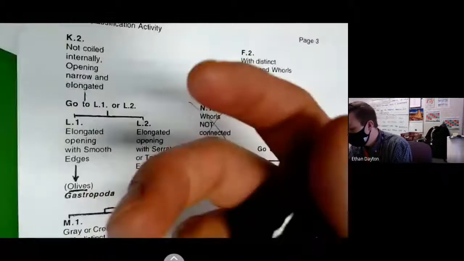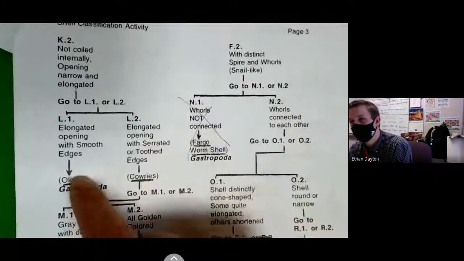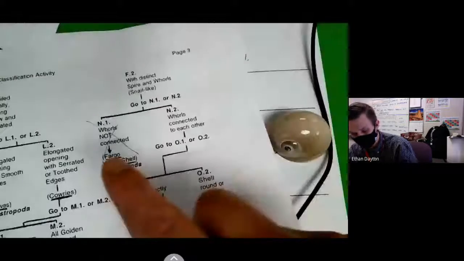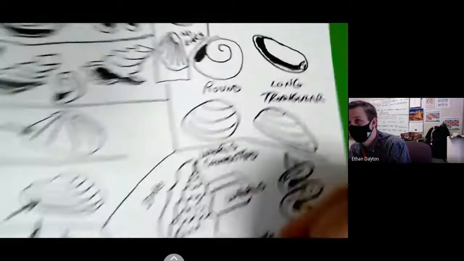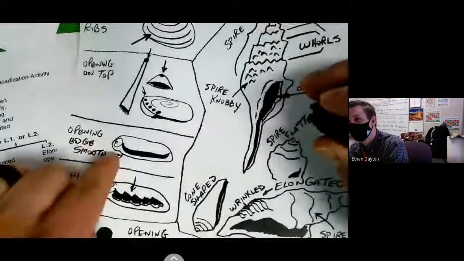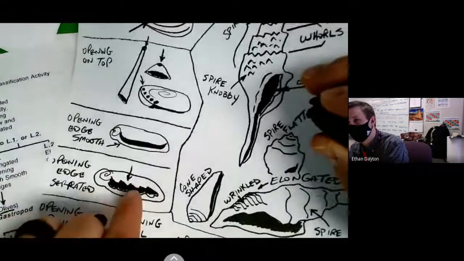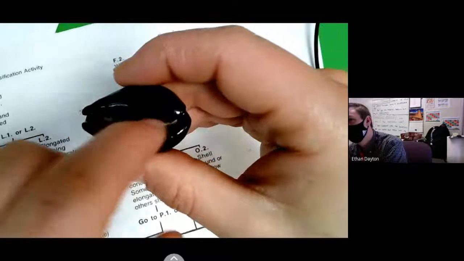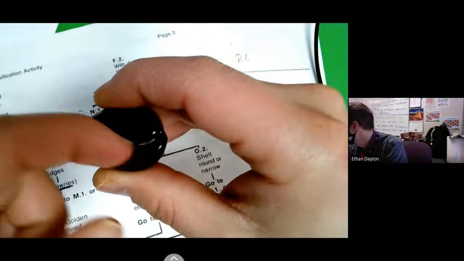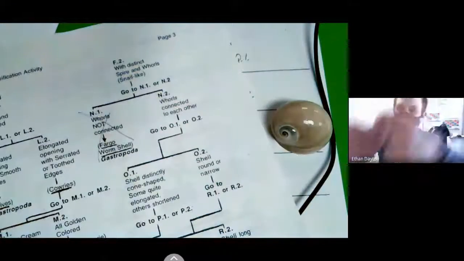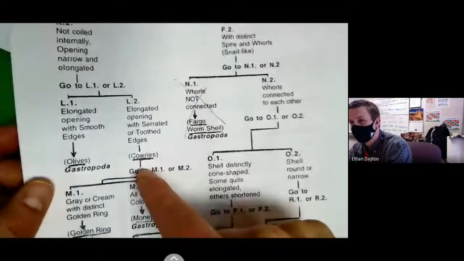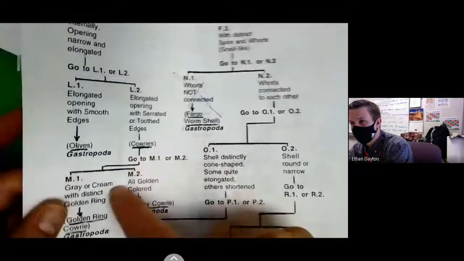Is it smooth-edged opening, or is it serrated or toothed edges? Ooh, they kind of gave away what serrated means. But you can also look here on your dictionary of terms. A smooth edge would look like this. Serrated looks like it's got teeth a little bit. You should be able to tell that it is a serrated opening and has teeth. Okay, and I run my finger along it, and you can hear it. Okay, so it is a cowrie. We need to go to M1 or M2 to find out what cowrie it is.